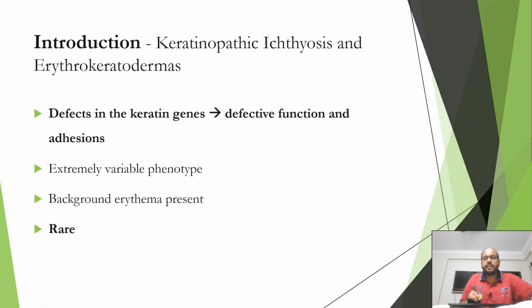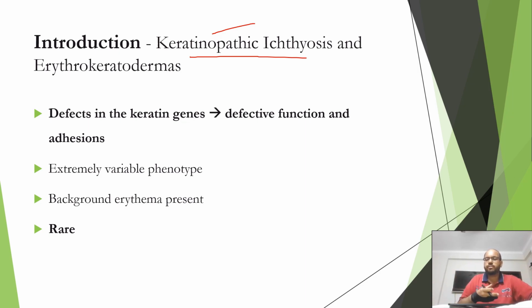In keratinopathic ichthyosis, as the name suggests, the pathology lies in the keratin genes. We have learned in the last lecture that ichthyosis vulgaris was because of filaggrin mutation. X-linked ichthyosis was because of steroid sulfatase mutation. Autosomal recessive forms had problems in the keratin or the connexins or the lamellar body genes, isn't it? Now the problem lies in the keratin genes.